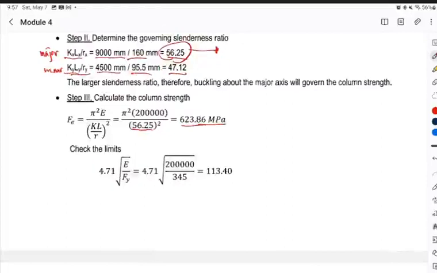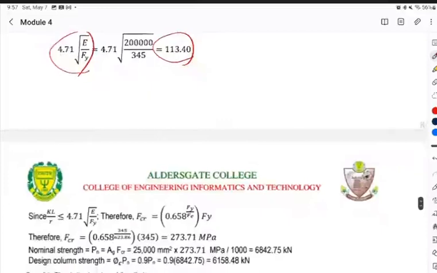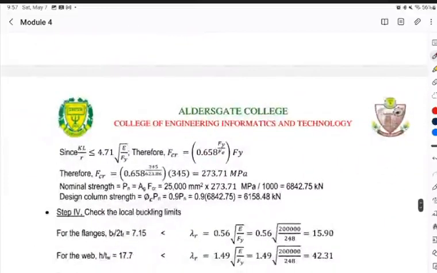Okay. Ano yung limits? We have 4.71 square root of E over Fy. That is 113.4. Ano yung pinakamaliit na yan? Our slenderness ratio, 56.25. Yung 56.25 over KL over r is less than 4.71 square root of E over Fy. Our Fcr is still 0.658 raised to Fy over Fe, times Fy. Alright? So therefore, substitute lang natin yung mga values. We now have 273.71 megapascal. Again, no, this is our critical buckling stress.